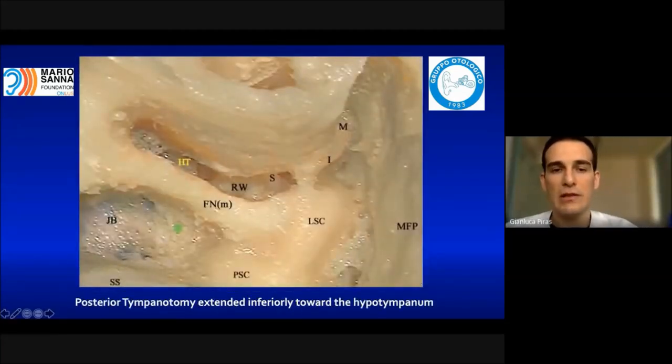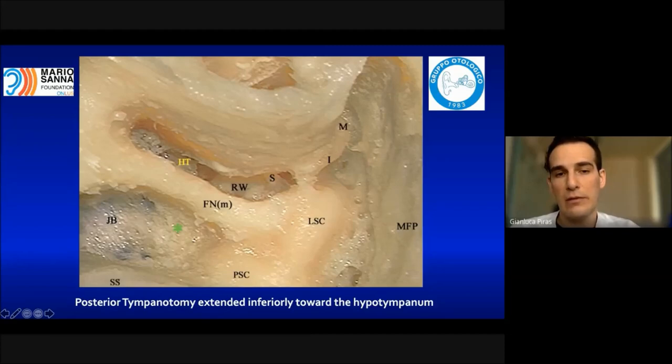Then, if you want to proceed with the posterior tympanotomy inferiorly, and this is very important both in cholesteatoma surgery, for example, if you have to treat a tympanomastoid paraganglioma, as well if you have to deal, for example, with a carcinoma of the external auditory canal, so you have to perform an en-bloc excision of the external wall of the external auditory canal, you have to go inferiorly. You cut the chorda tympani. You know where the facial nerve is running. You see that the digastric ridge virtually is here. The facial nerve follows this direction, and then it turns almost horizontally towards the stylomastoid foramen. If you drill here, you can follow the facial nerve, and you can reach all the hypotympanic area.